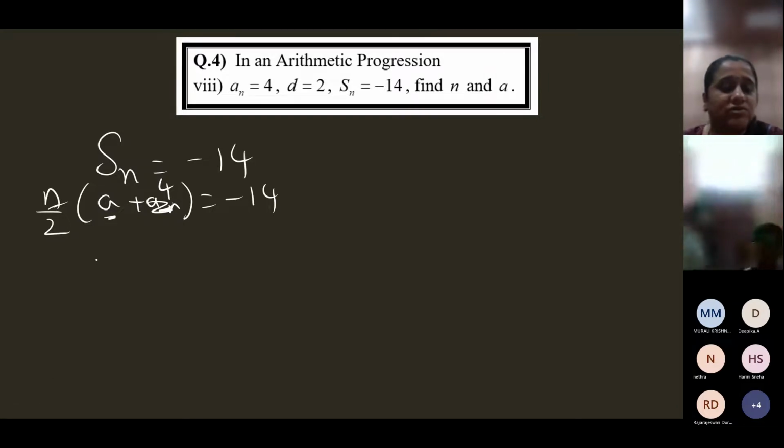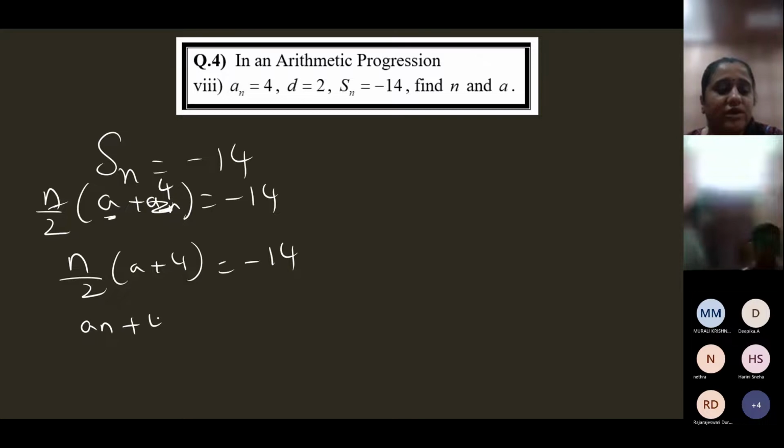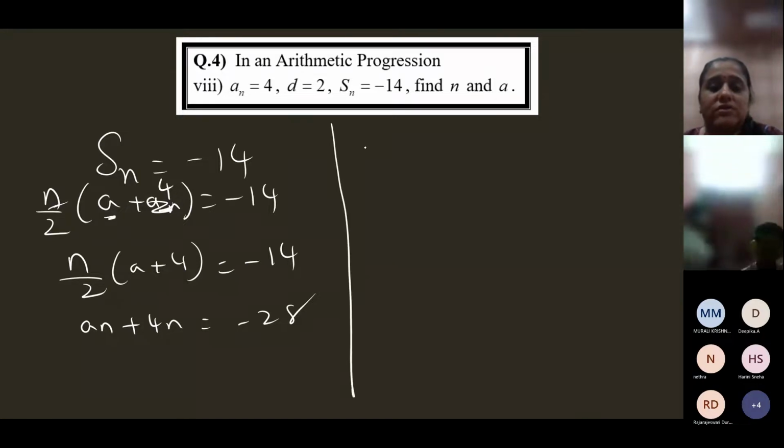But anyways, you can just proceed. You can write n by 2 of a plus 4 is equal to minus 14. Cross multiply, what do you get? An plus 4n is equal to minus 28. Then take up an. What is an?